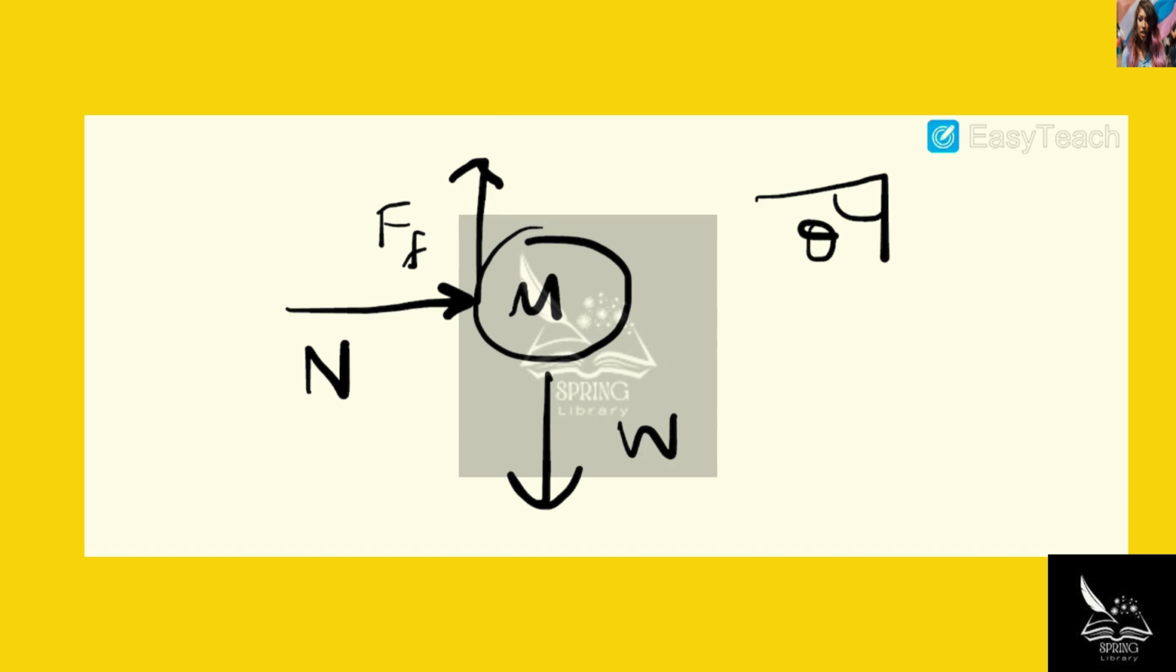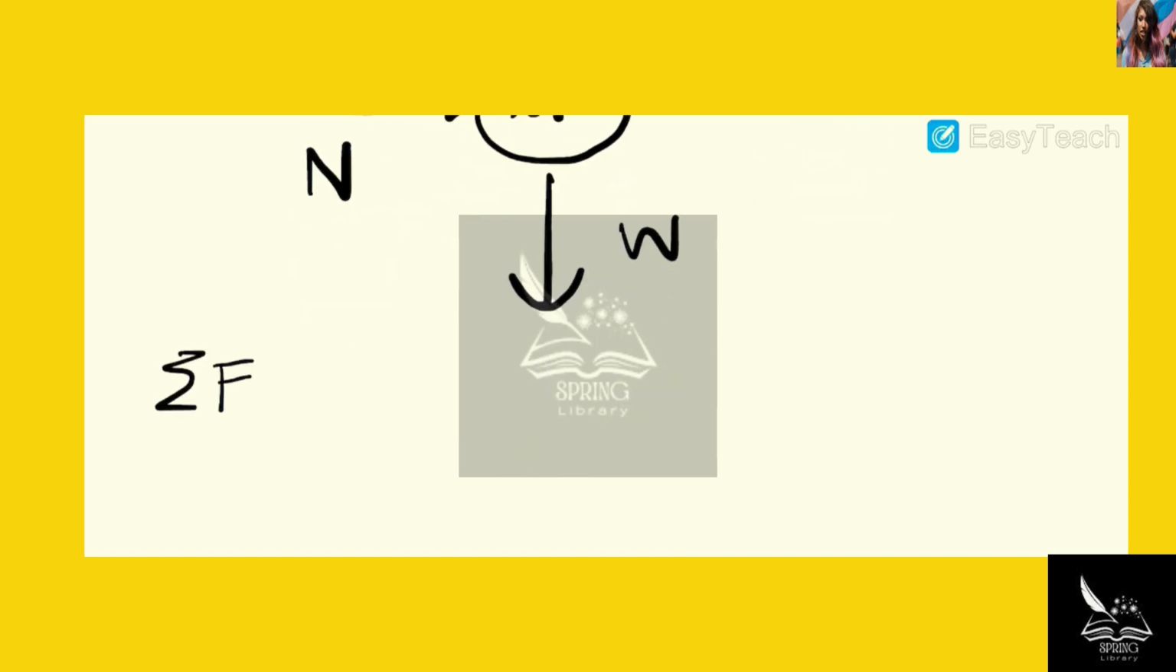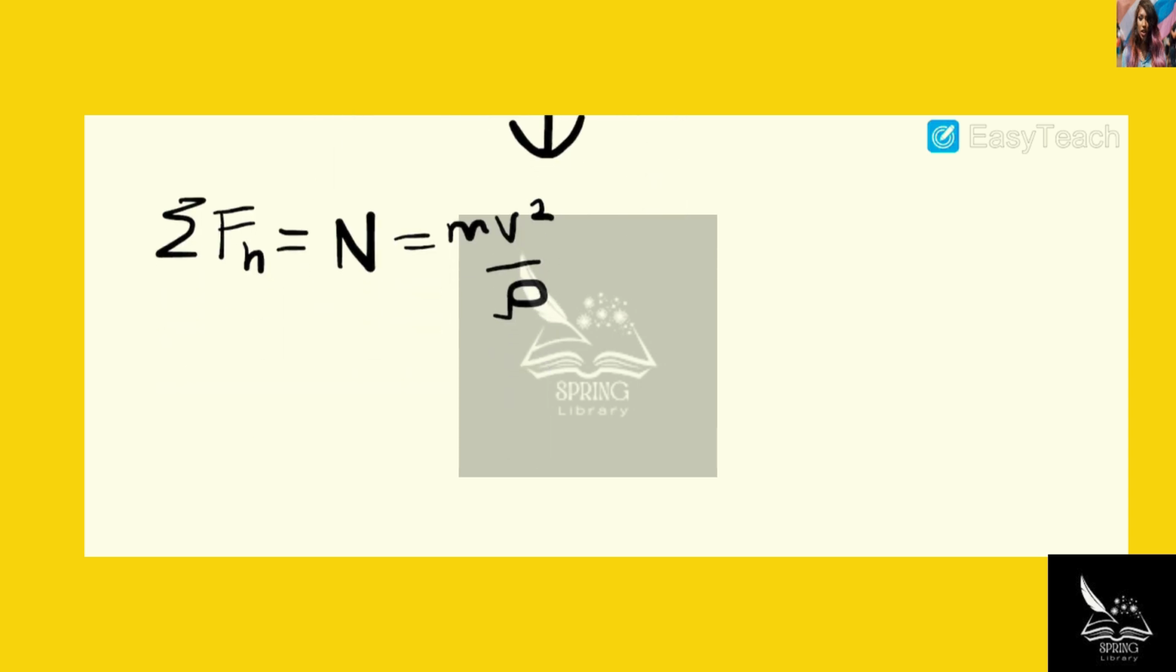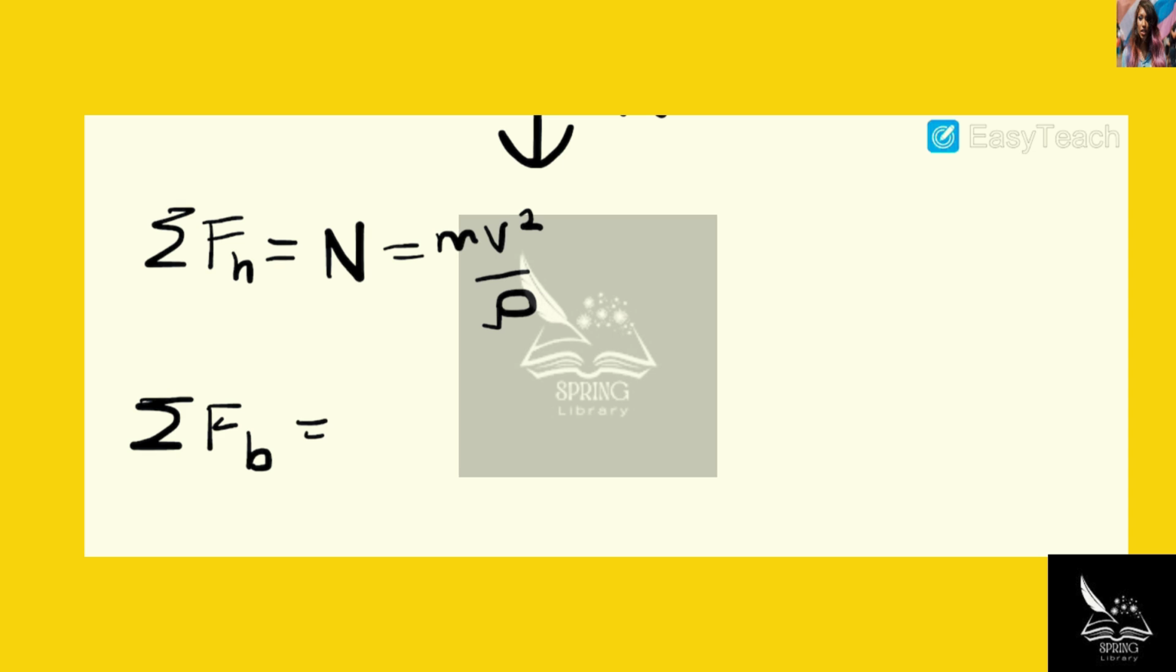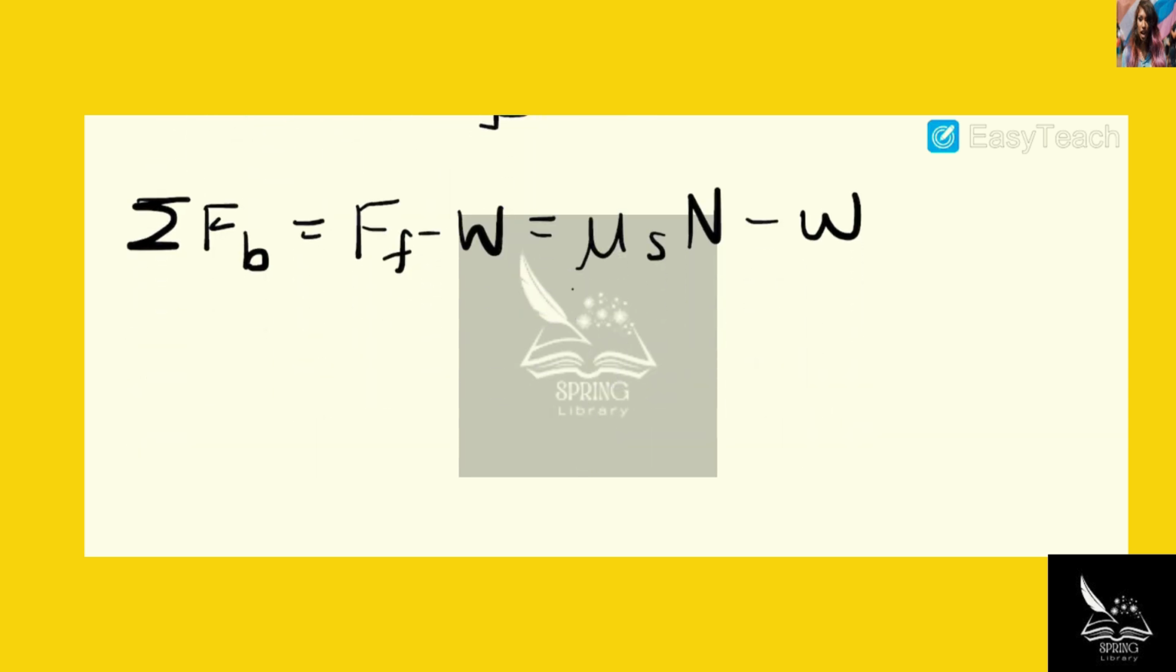Now, by summing up our forces in the normal direction, we see that the net force in the normal direction is simply equal to N. So this is equal to mv squared over rho. Next, if we apply Newton's second law in the tangential direction, which we'll call Fb, we'll see that this will be equal to our friction force, Ff, minus W. Now recall that our friction force is just going to be mu s times N, minus W from the weight. And as given to us in our problem statement, mu s is 0.4. So this is equal to 0.4 N minus W, and this is equal to 0.